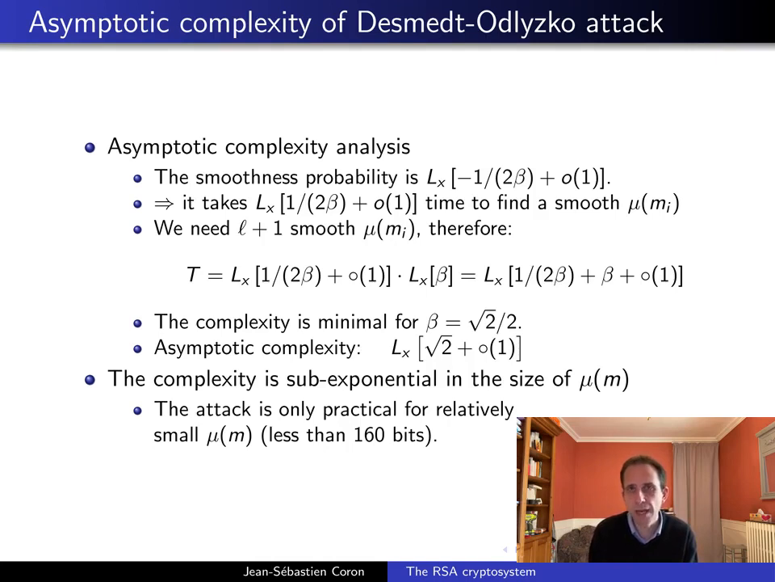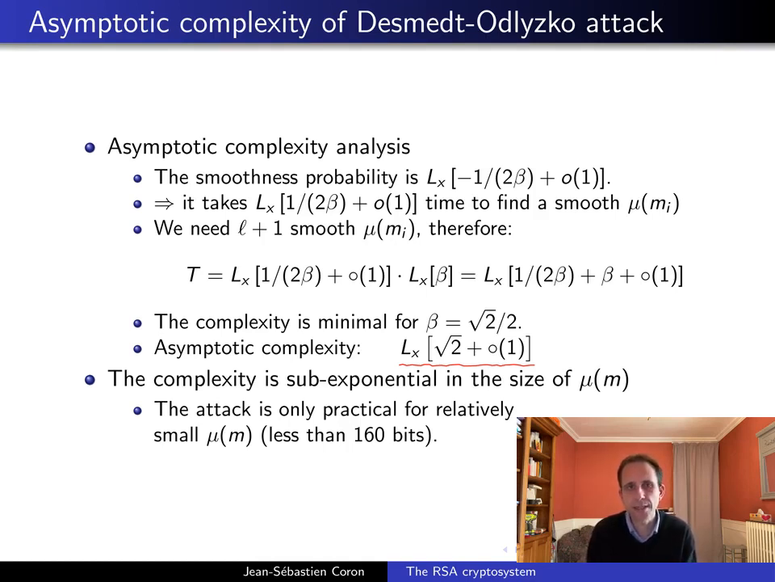So we want to minimize this complexity. So we want to minimize the constant 1 over 2 beta plus beta. And we see that the complexity is minimal when we take beta equals square root of 2 over 2. And then the asymptotic complexity is Lx of square root of 2 plus something negligible. So we see that the complexity is sub-exponential in the size of mu of m. And so it is sub-exponential in log x, where x is the bound on mu of m. So it means that it is sub-exponential in the size of mu of m.